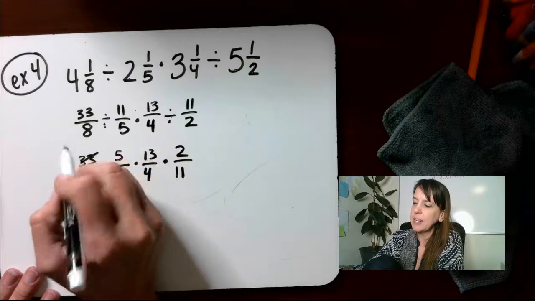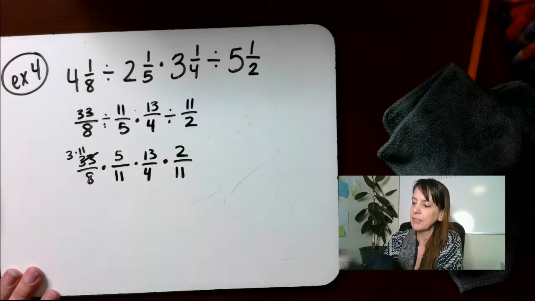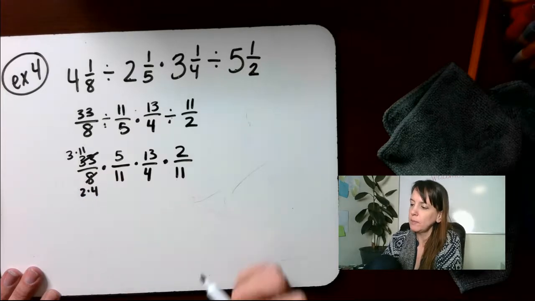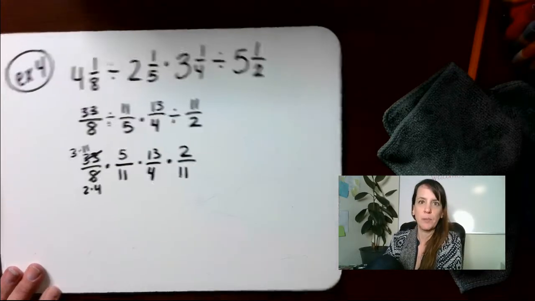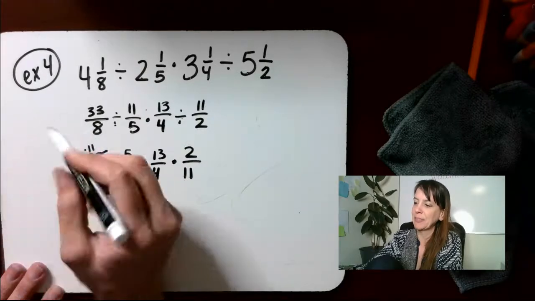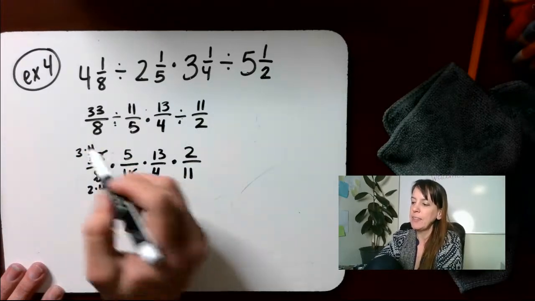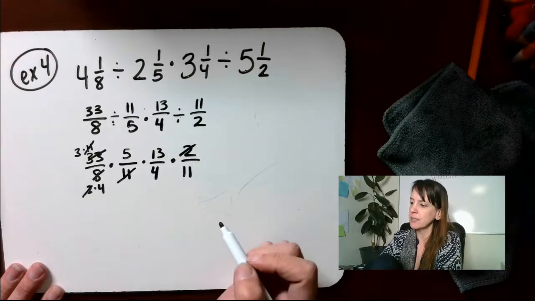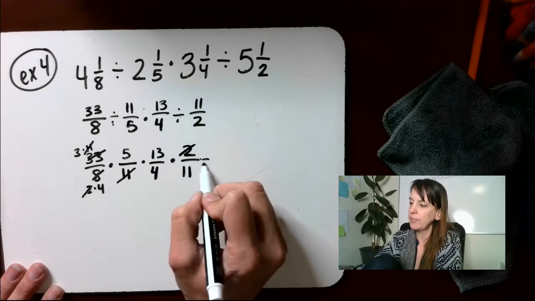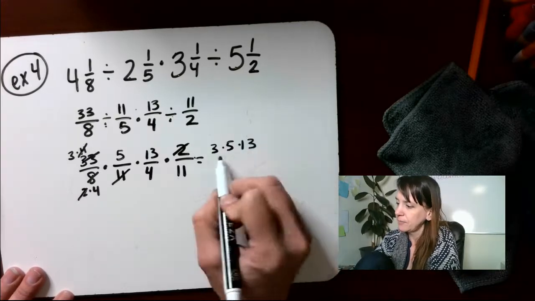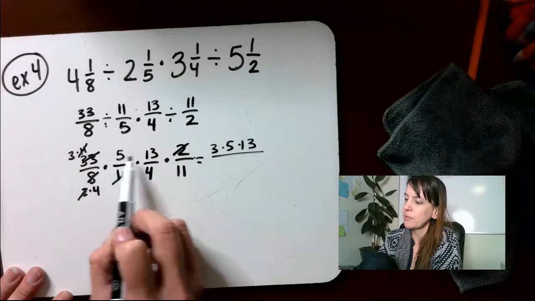I know that this is going to be 33 times 11. I know that this is going to be 2 times 4. And then the rest of these are all prime, right? So 3, oh, I shouldn't have done that because I can't get rid of a 3. How about 11 and 11 cancel out? 2 and 2 cancel out. And what I have left is 3 times 5 times 13.